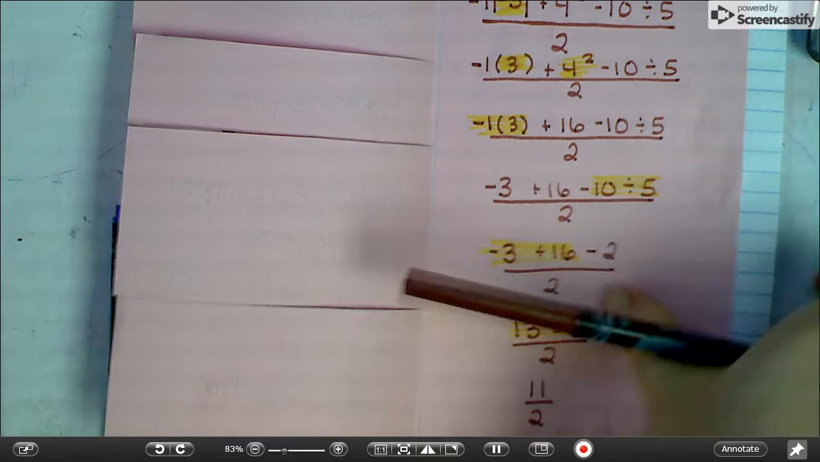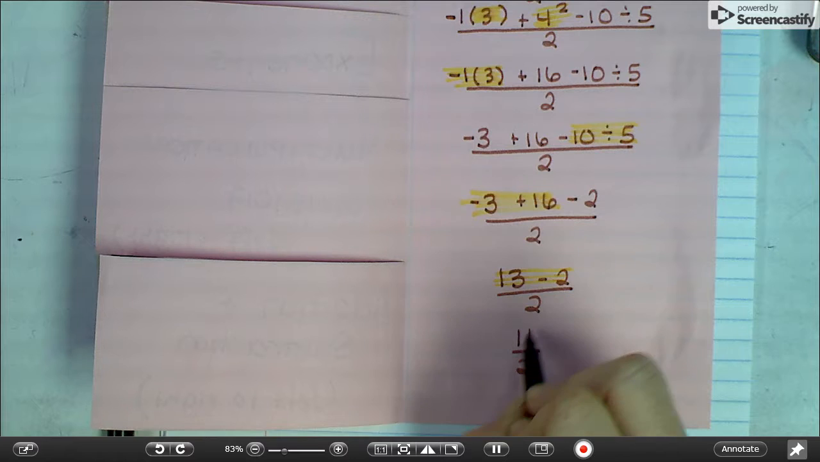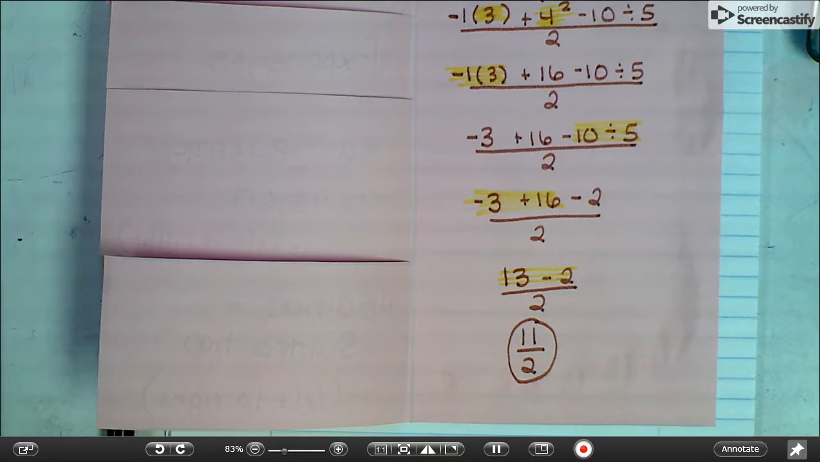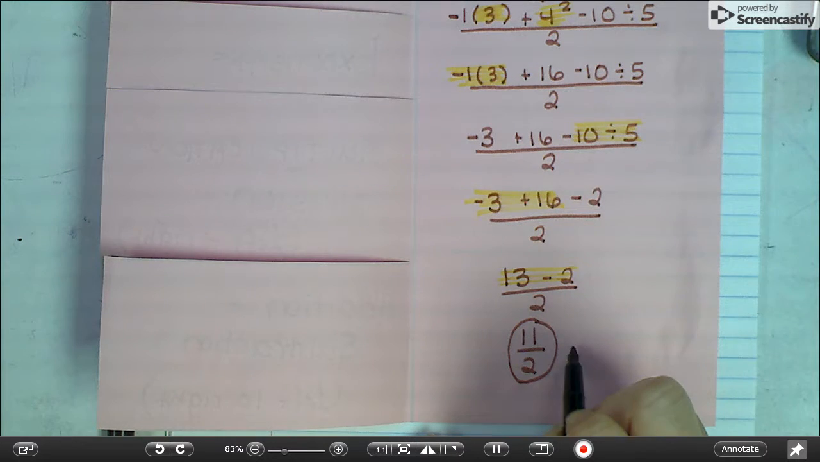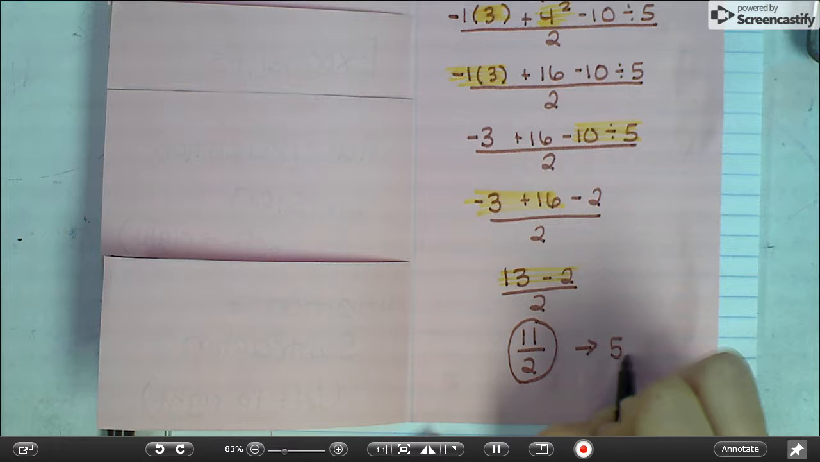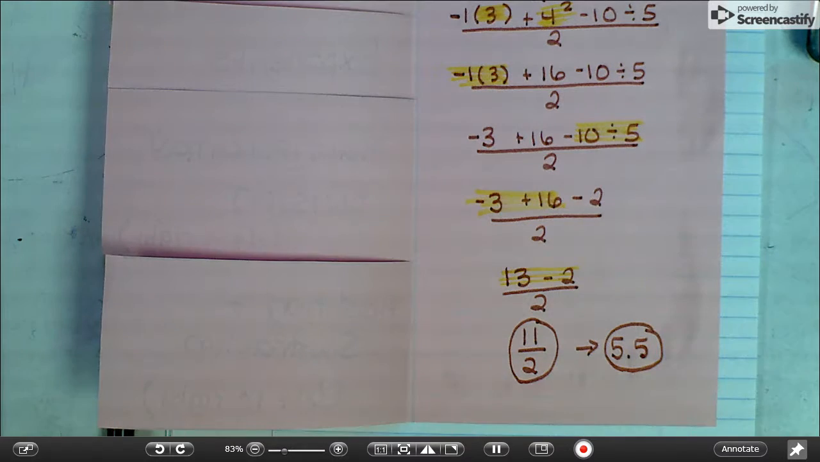And you can either leave your answer like this, because this is an improper fraction in simplest form, or you can actually divide it. 11 divided by 2 is 5.5. Both of those answers are correct.